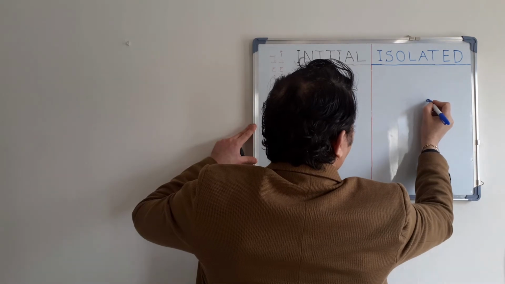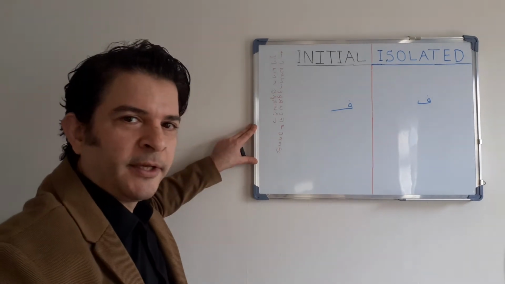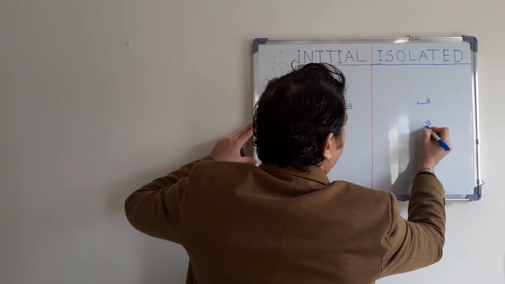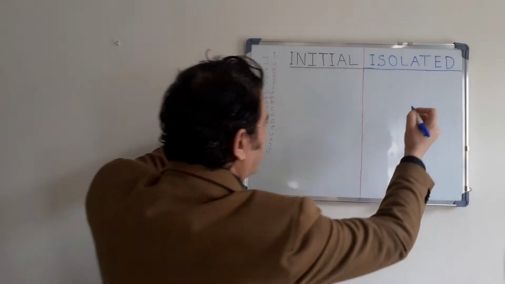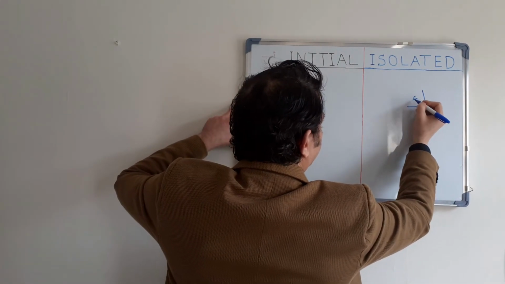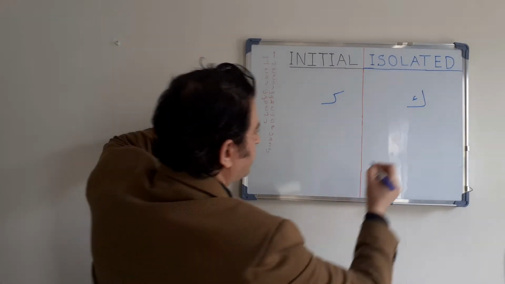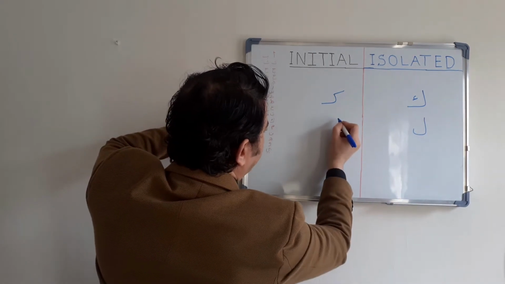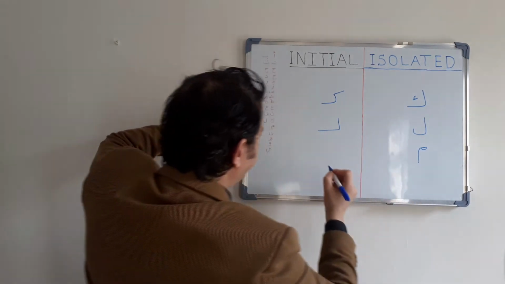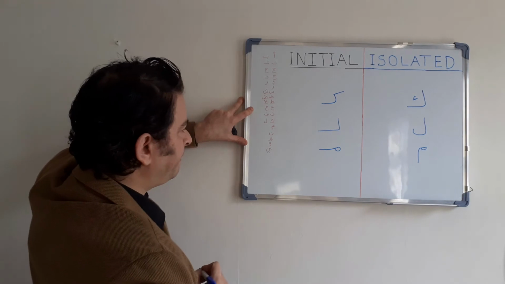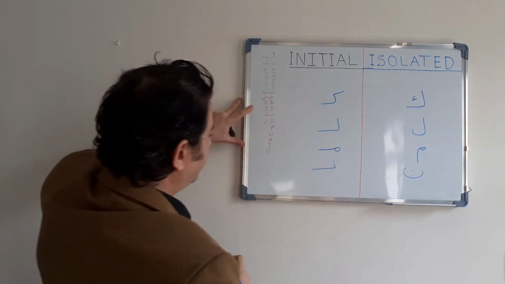Next one is Fa. Initial position like this. Qaf. Initial position qa. Kaf. Isolated position. Kaf. Initial position. Lam. Lam. Mim. Mim. Nun. Nun.